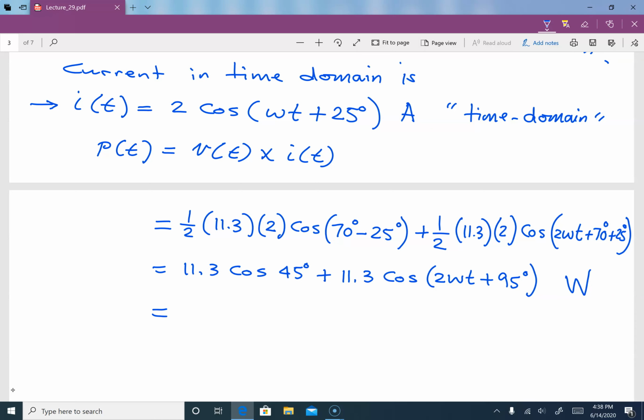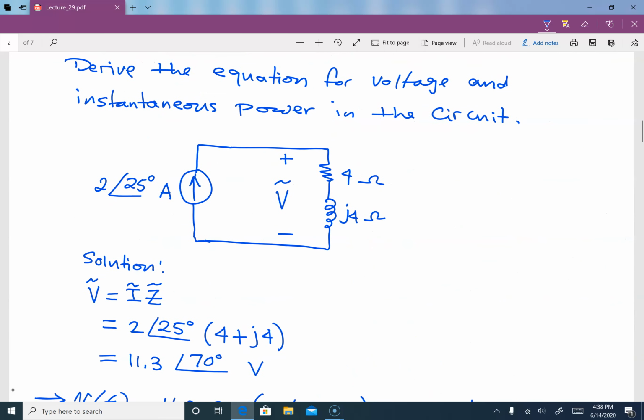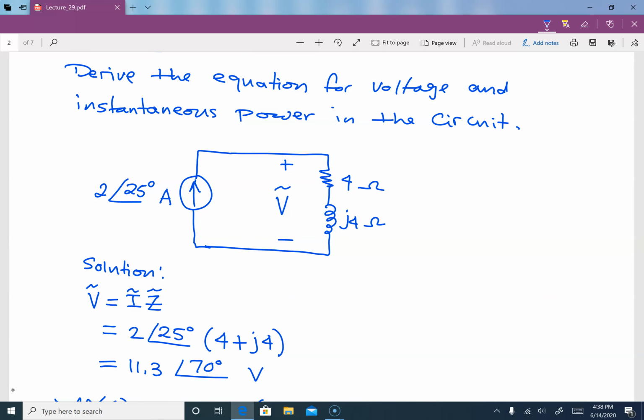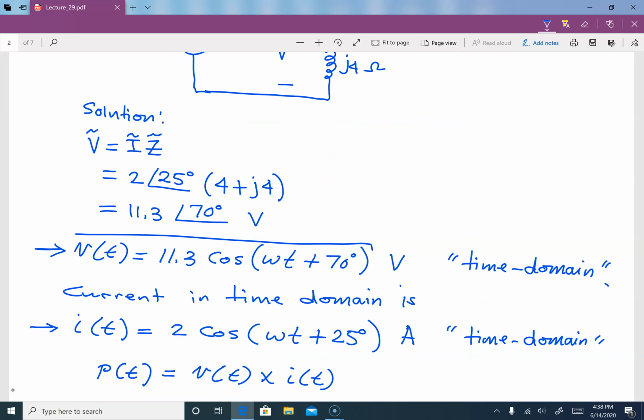And the final form is 11.3 times cosine 45 degrees, that is 8, plus 11.3 cosine of 2 omega t plus 95 degrees. And this is our instantaneous power expression. Over here the question is saying to derive the equation for power. This is our equation for the power.